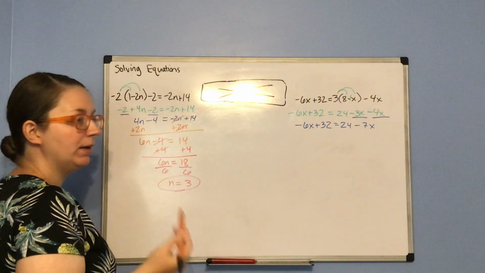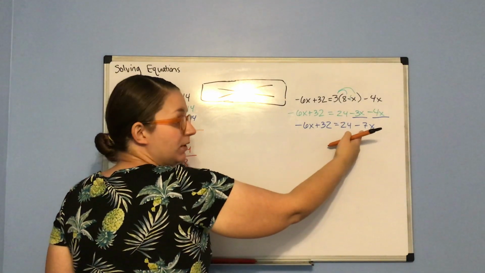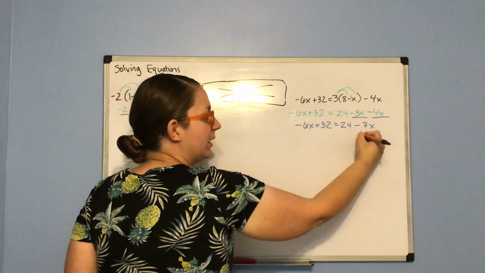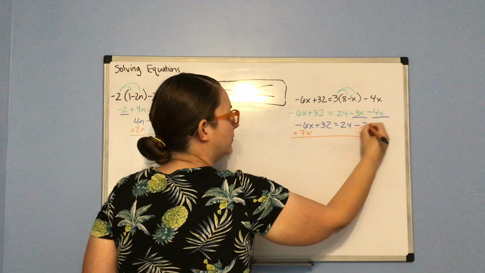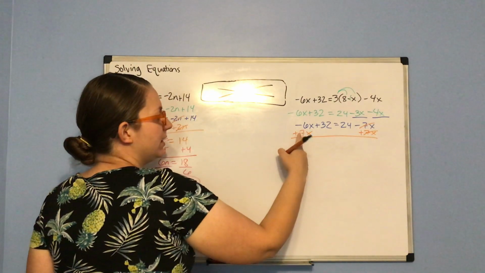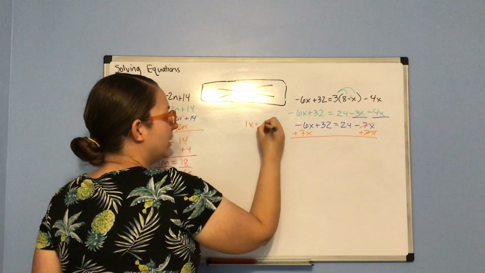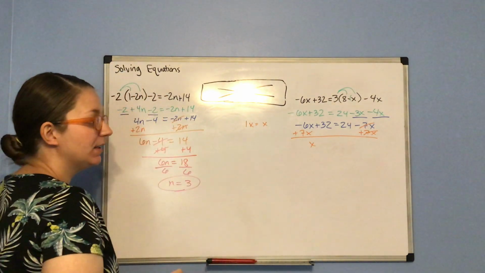Now, we want to get our x's on the same side of the equal sign. I'm going to move this one over here. To move that, I do the opposite. The opposite of minus 7x is plus 7x. Negative 6x plus 7x is 1x. But remember that 1x is the same as just x. I'm going to write that as just x, but if you want to write it as 1x, that is fine.